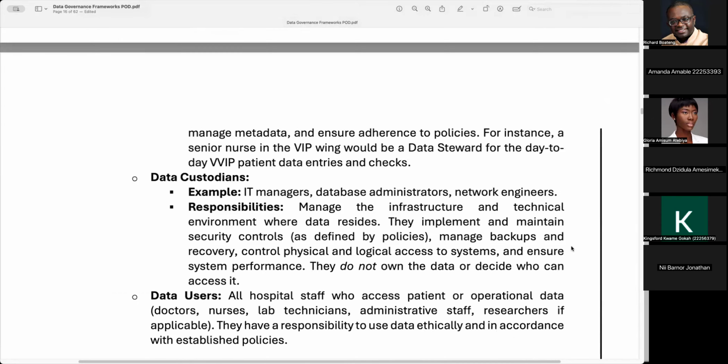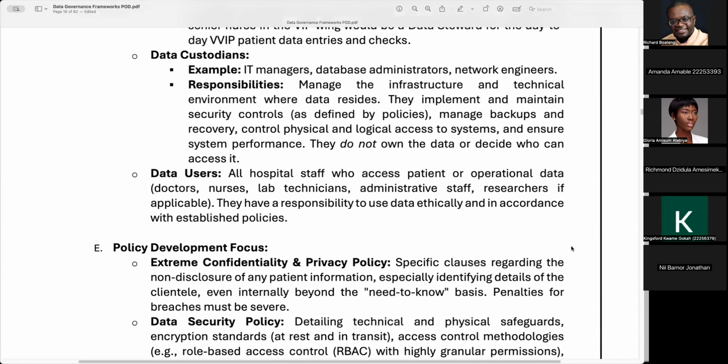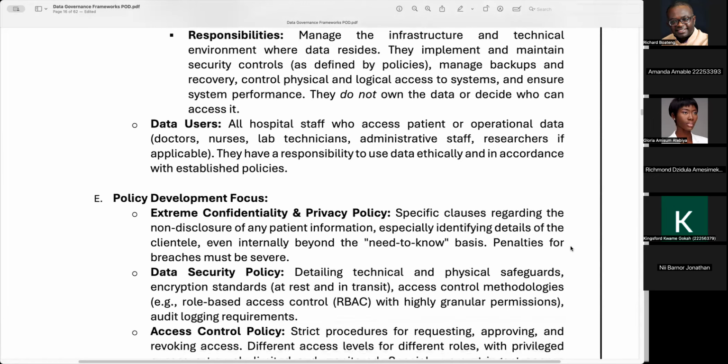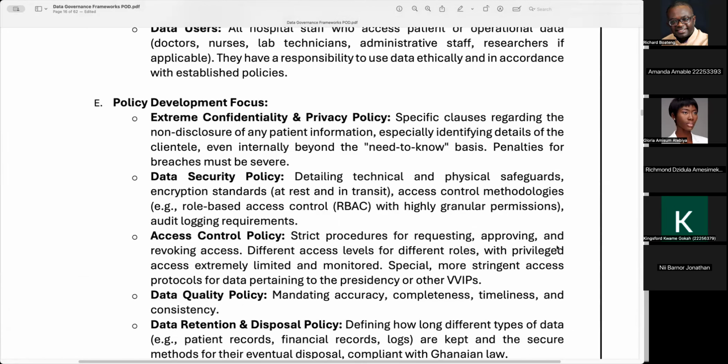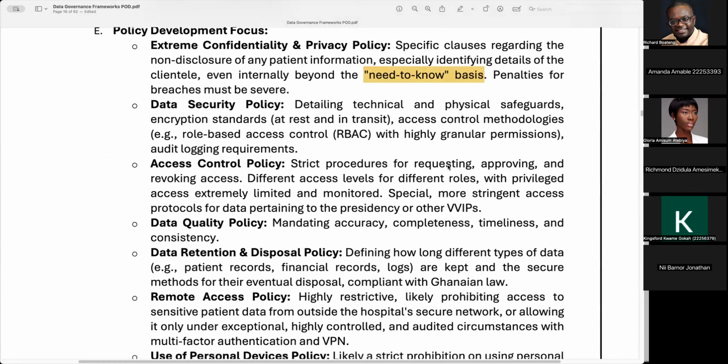Policy development would require just extreme attention to detail. Unquestionably. The policies developed under a DMBOK framework here would focus intensely on extreme confidentiality and privacy, clearly outlining the severe consequences for any breach. The data security policy would mandate a battery of robust technical and physical safeguards, things like strong encryption for data both at rest, in databases, backups, and in transit across networks. Granular role-based access control, RBAC, ensuring access is strictly limited by job function and context, and mandatory comprehensive immutable audit logging of every single access attempt, view, or modification of sensitive records.